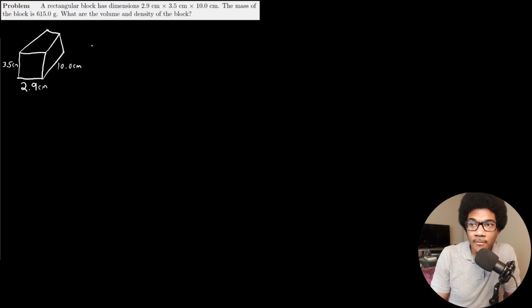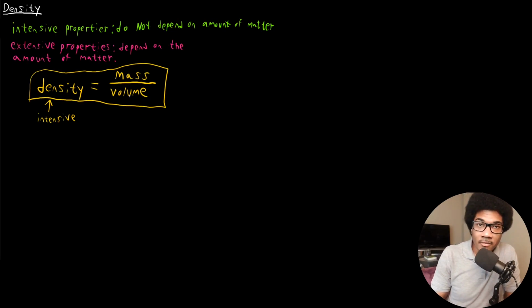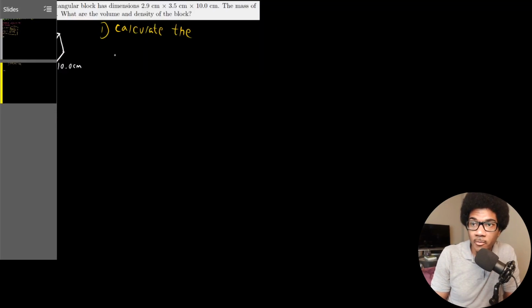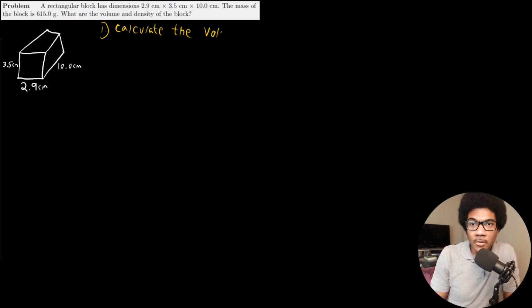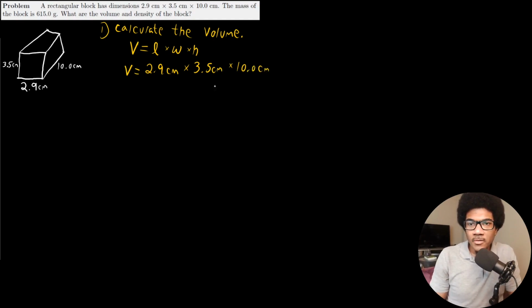We know we have to calculate the volume, so let's do that part first. We know from our definition of density that we're going to need the volume to calculate the density anyway, regardless of whether they told us to calculate it or not. The volume of a rectangular block is just its length times its width times its height. So you're going to have 2.9 centimeters times 3.5 centimeters times 10 centimeters. When you multiply all of these together, you get 101.5.